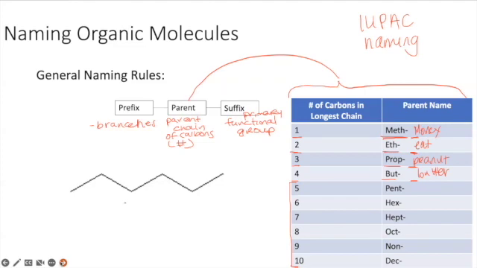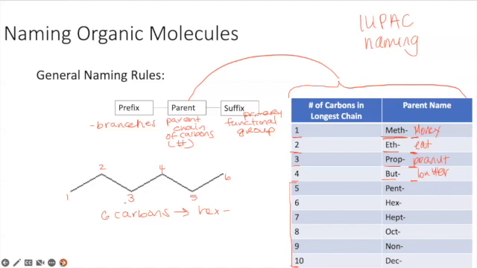So let's name this molecule here. Let's start by counting the carbons in the parent chain. So I have 1, 2, 3, 4, 5, 6. So I have 6 carbons. This corresponds to the parent name hex. We'll come back to that in a second.